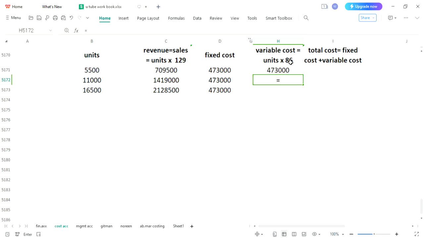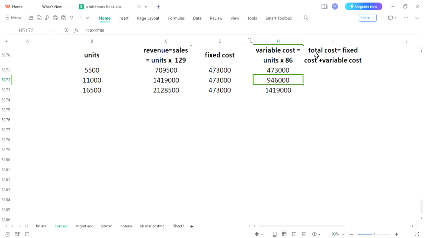Now let's see, for second stage we have 11,000 units and you will multiply it with per unit variable cost 86. Then you have your third variable cost, 16,500 units, multiply it with 86. You will get your variable cost for third stage. In this way all numbers of units were multiplied with 86, which was fixed. You can see over here all units were multiplied with 86 to calculate variable cost.